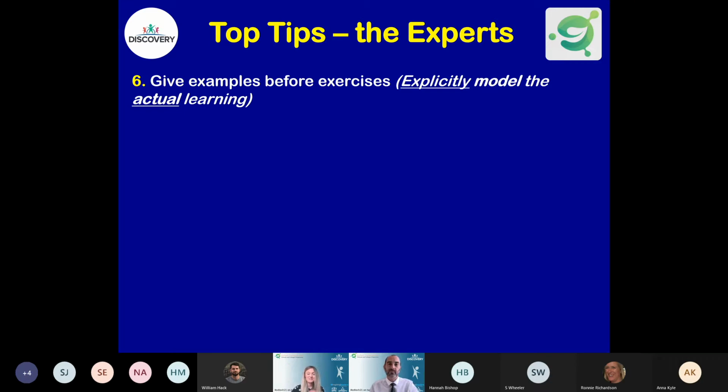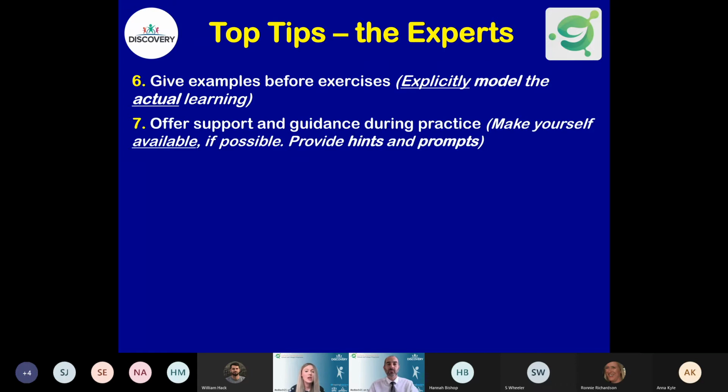So whenever we did the partnered reading, we could automatically just put them into the breakout rooms when they needed it. Sorry, going back to this, so top tips from the expert: give examples before the exercises. So actually explicitly modelling the actual learning and talking through using the teacher talk. So we use the I do, we do, you do model. So I explicitly model it, we do one together, and then the children have a go by themselves, but also using that AFL and using things like the chat feature to gauge where children are and how confident they're feeling. And then if they're not feeling confident, we can go through another one together.